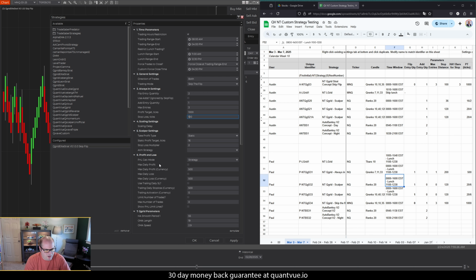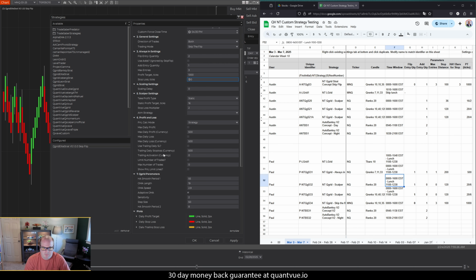Scalper, we don't care about. Profit and loss, this is kind of a big one. So we're going off of strategy mode here. You can go off of account. The only real difference is strategy you can use to backtest if you would like to, because it actually uses the profit and loss from inside of the strategy itself.